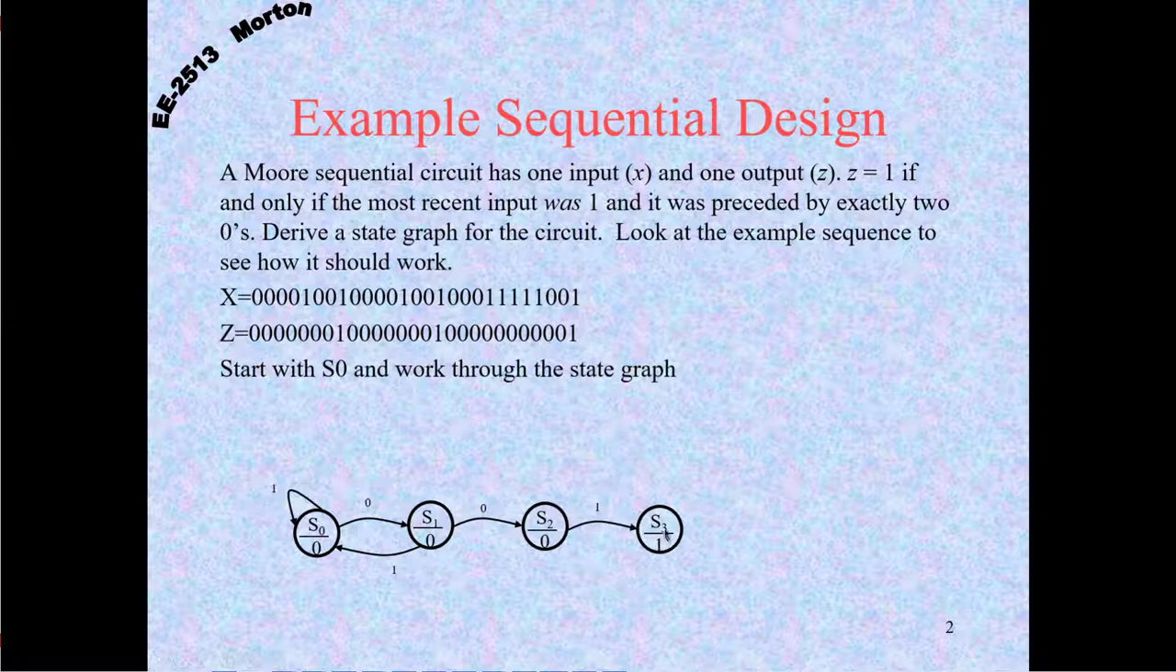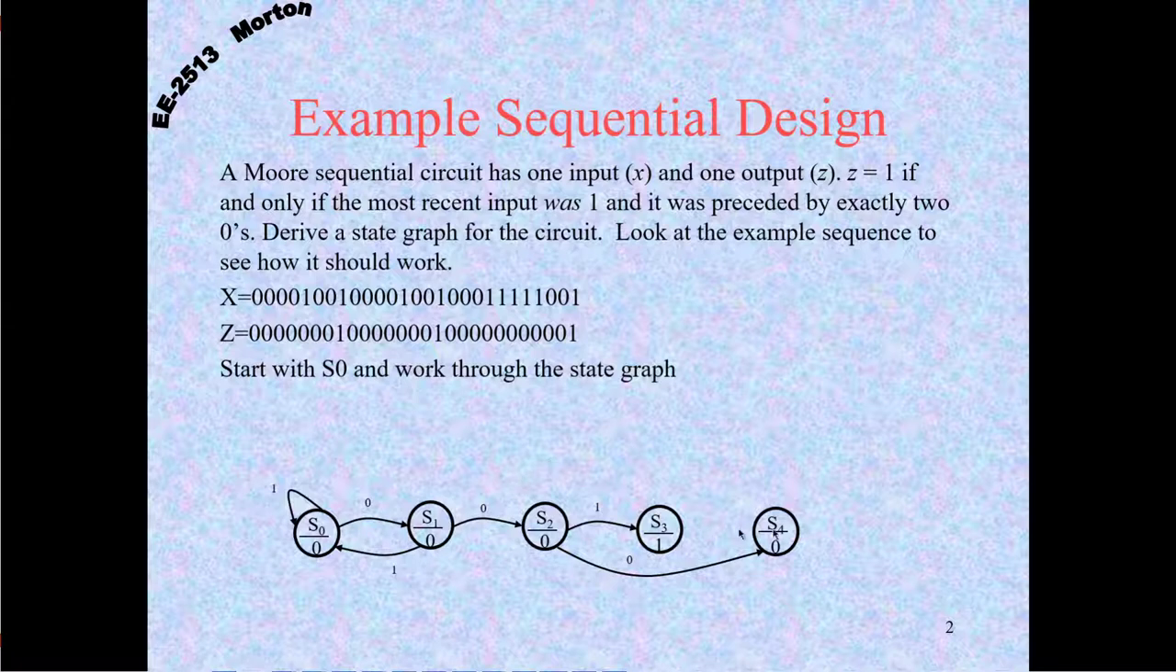Now we have to have a dedicated node to output a 1 because the outputs are always associated with the nodes. But if we get that 0, we have to go to S4 and output a 0. We can't go back here because this means we have 3 zeros. We can never have a 1 until we get another 1.